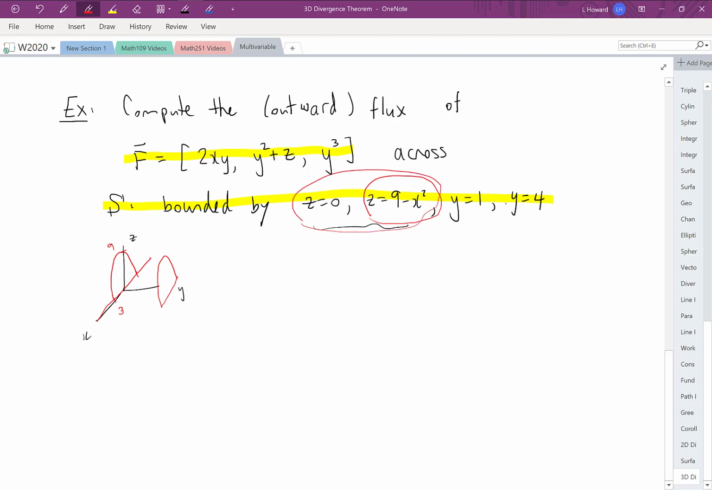And then we've got some boundaries for y. y is going to range just between 1 and 4. So let's indicate some scale in the y direction. So let's say that's y equals 4. There's y equals 1. So I'm going to draw a copy of our parabola at y equals 1. Okay, and then we'll just connect some of these dots here.